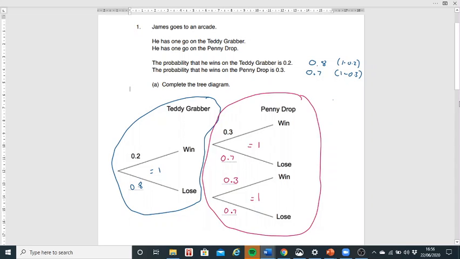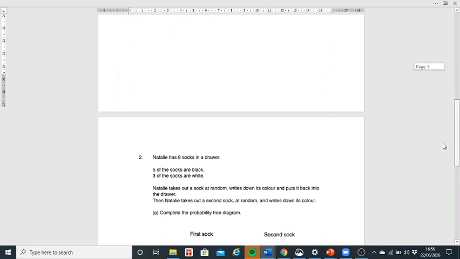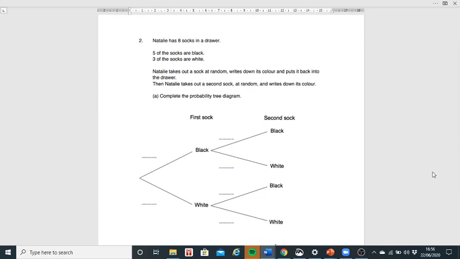Now that's probably got you a little confused, so let's try another one. Natalie has 8 socks in a drawer. 5 of them are black, 3 of them are white. Let's quickly have a look. What is the probability that Natalie takes out a black sock?